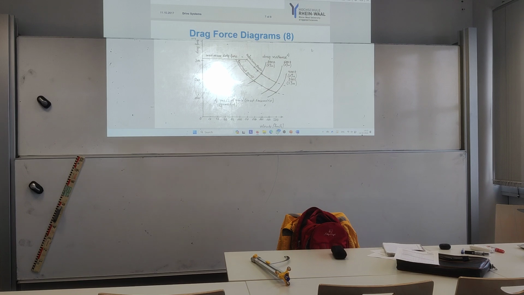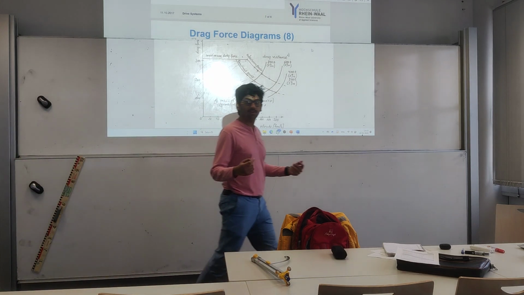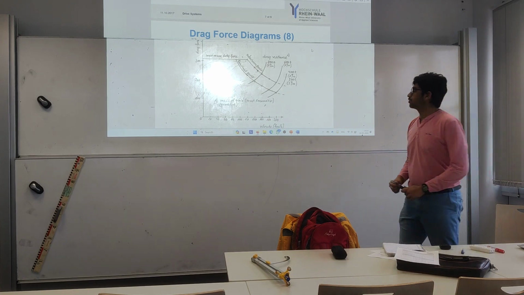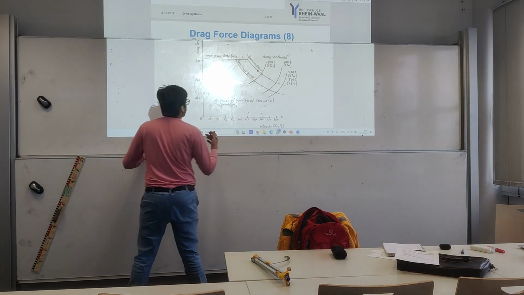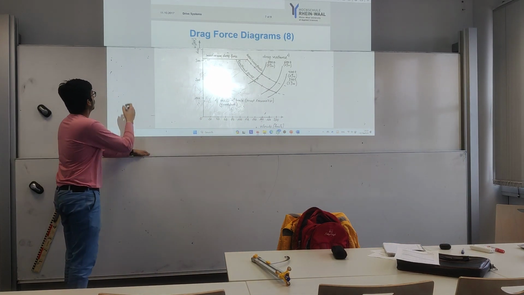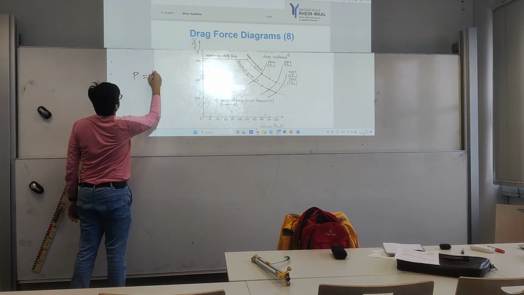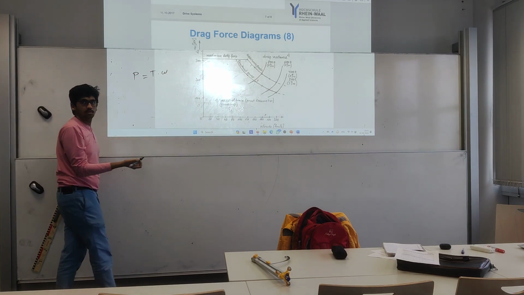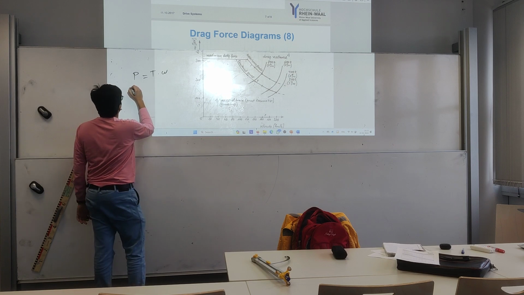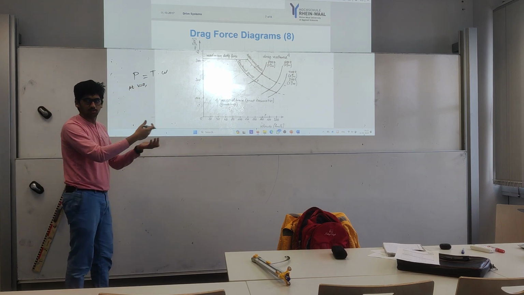So drag force diagrams, it's basically the pulling force of the train. In the beginning, theoretically, you should have infinite drag force. Because why? Because we're looking at electric motors. E is torque times omega. In the beginning, at velocity equals 0, since there's rolling, omega is also 0.